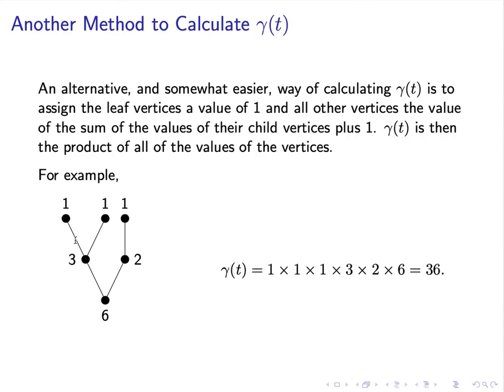So 3. The reason this is a value of 3 is because we've got 1 plus 1, so the sum of its child nodes is 2, but plus 1 gives us 3. And here, it's only got one child node of 1, but plus 1 gives us 2. The root node has child nodes with values 3 and 2, so adding them together we get 5, plus 1 to get 6. Now you know if you've done it correctly because the root node should have a value which is the same as the order of the tree. And then all you do is multiply all those values together, and that gives you the density of that tree. So that's just another way of doing it.